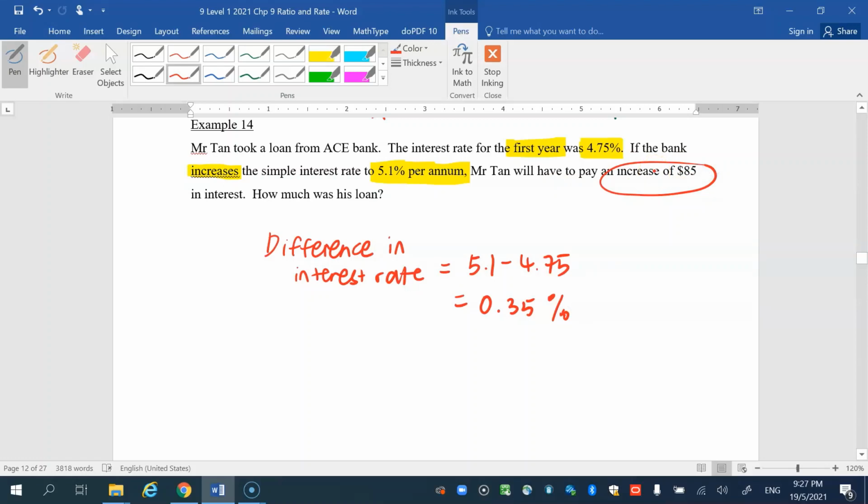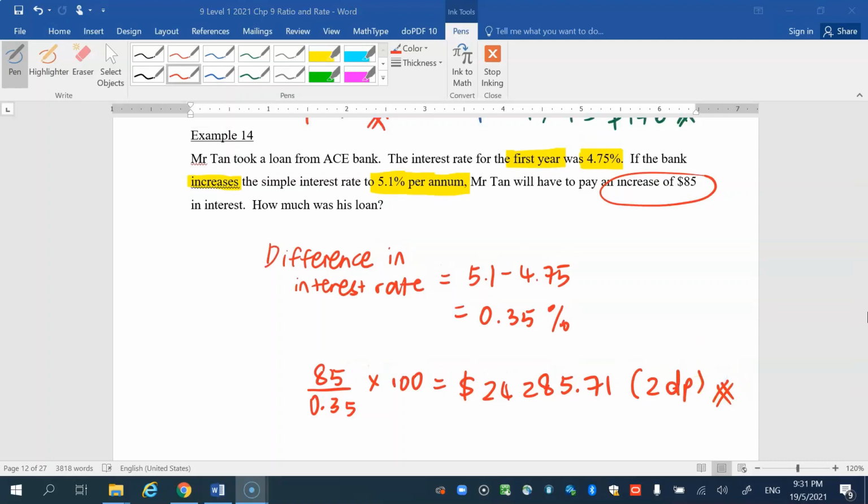So we just want to find out what is the 100% because we want to find out the initial principal amount. So very easy, you just take 85 divided by 0.35 and multiply it by 100. Press calculator, you would end up with 24285.71. Okay, because it is money, we will give this to 2 decimal places. And that's your answer for example 14.